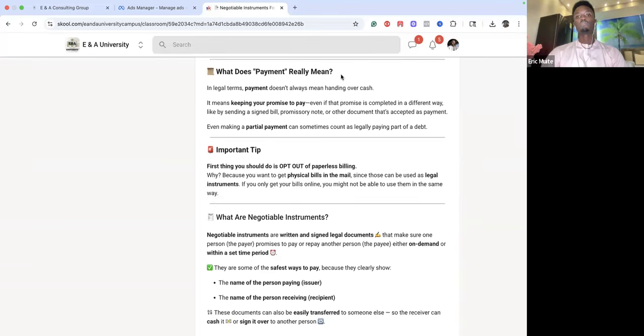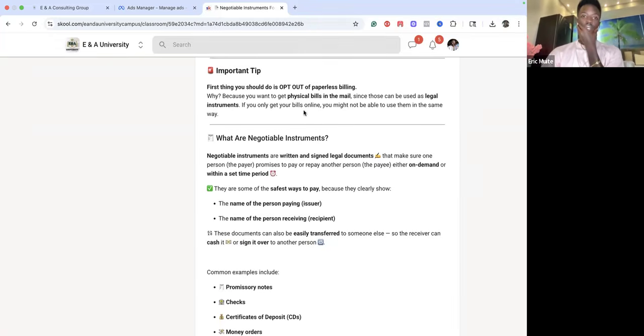What is the real definition of a payment, right? Legal terms of a payment doesn't always mean handing over cash. It means keeping a promise to pay. Even if that promise is completed in a different way, like by sending a signed bill, promissory note, or other document that's accepted as payment, even making a partial payment can sometimes count as legally paying part of a debt.